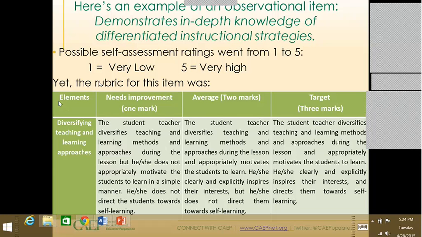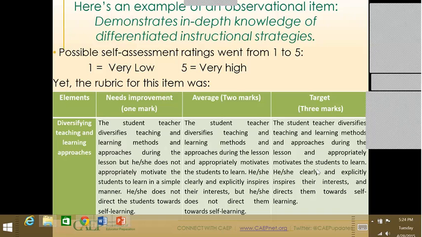You can include in one category, as this one does, a number of different items that contribute to that particular category of performance. So diversifying teaching and learning approaches, as I said, diversifies, motivates, and directs students toward self-learning. So we can assume that those are three aspects of diversifying instruction within one rubric item, one rubric item that kind of consolidates a number of features into one.